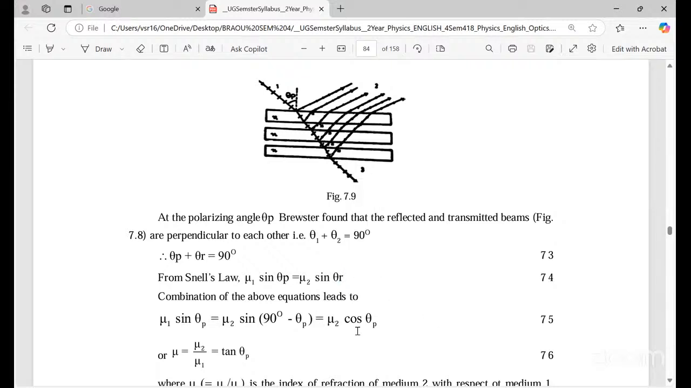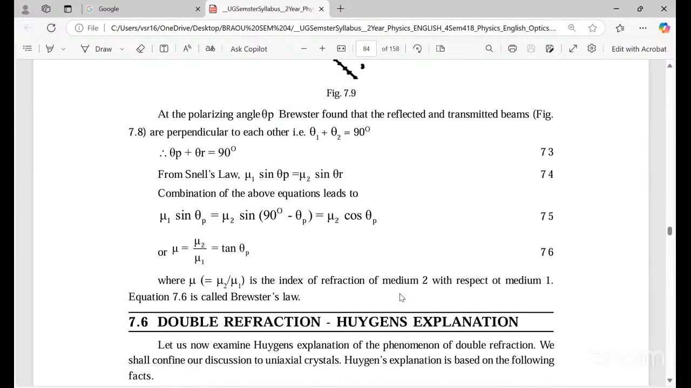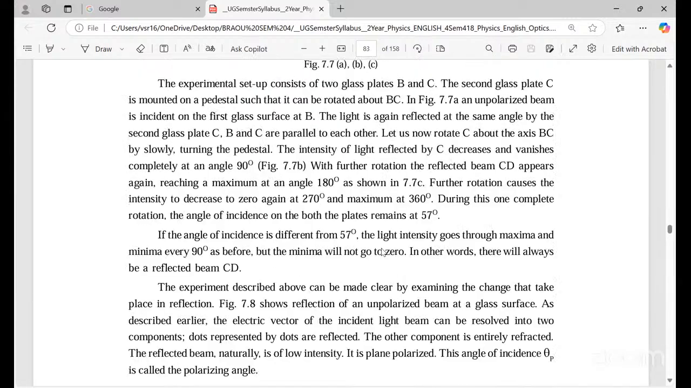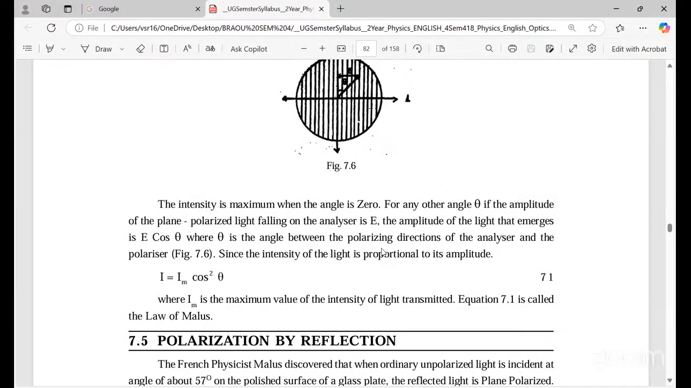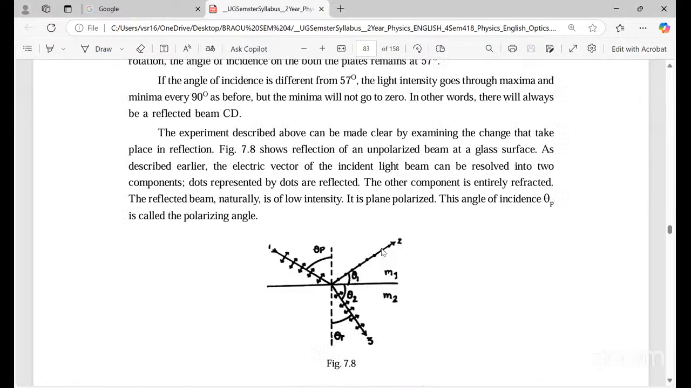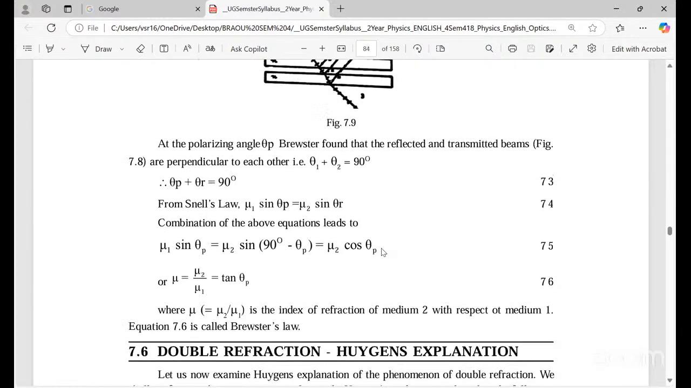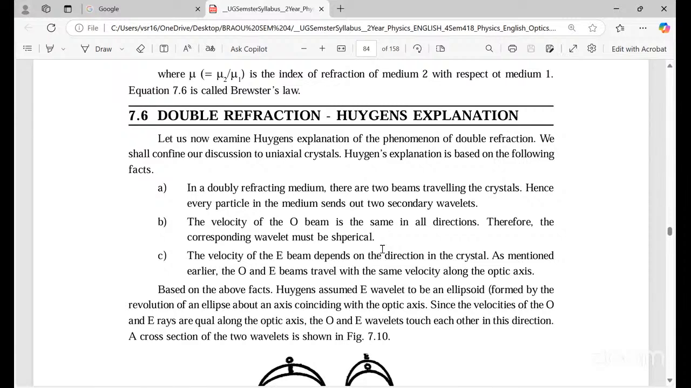Sin of 90 minus theta is cos theta. So sin theta p by cos theta p is tan theta p, which equals mu 2 by mu 1. That is nothing but mu. This equation is called Brewster's law. Most important short question. Combined, they may be asked as an essay question: law of Malus and Brewster's law.